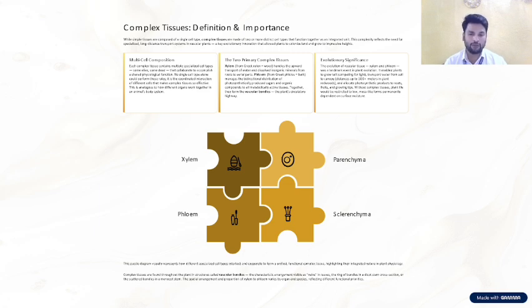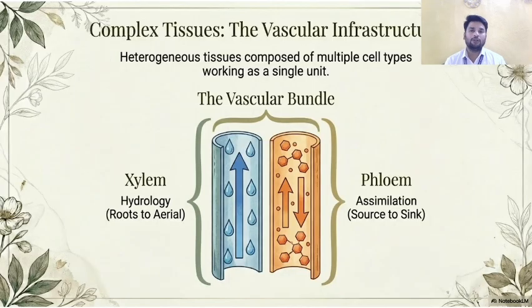This structure is called a vascular bundle. The characteristic arrangement is seen as veins in the leaves, and as a ring of bundles in a dicot. Okay, the complex tissue is the vascular infrastructure. They are heterogeneous in origin because they are composed of multiple types of cells. That's why they are heterogeneous in nature. They are composed of multiple cell types working as a single unit.